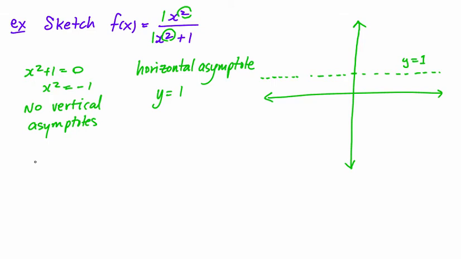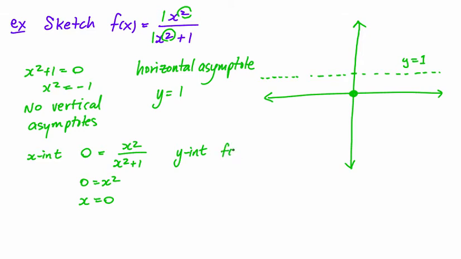No holes, I can't factor and cancel anything, so there's no holes in this case, so I can move on to step 2 and I can go and find the x-intercept, and the x-intercept is when y is equal to 0, and so that happens when the numerator is equal to 0, which is when x is equal to 0. So I know one point on my graph is (0, 0). That's the x-intercept. And likewise, the y-intercept, that's when x is equal to 0. So y is equal to 0 squared over 0 squared plus 1. So y is equal to 0. And of course, it's in the exact same spot.